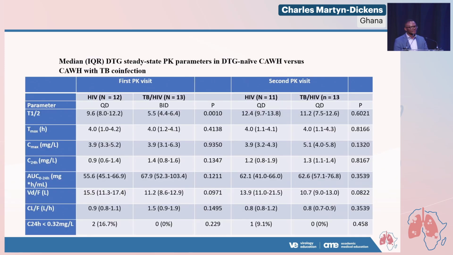So this table really just seeks to show that there's a trend towards increasing Dolutegravir area under the curve concentration, as well as C trough, in those with TB co-infection.